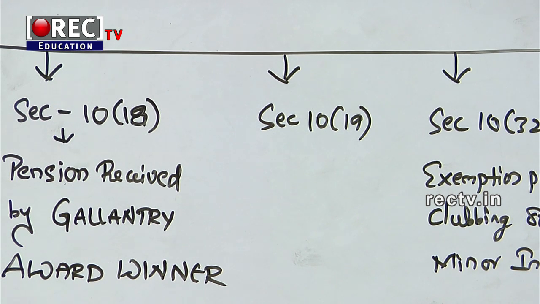Next, section 10 subsection 19. In a case where a legal heir receives pension, such pension is exempt from tax under section 10 subsection 19. The individual lost his life during office and he should be a central government employee in this case.